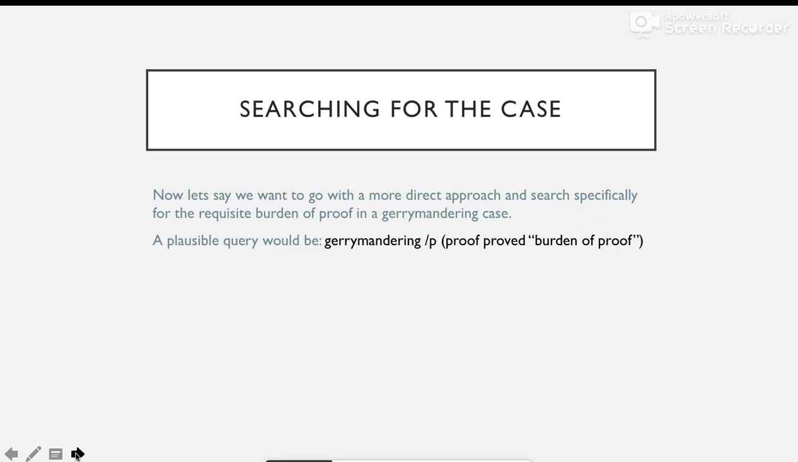Let's say that we want to go with a more direct approach. We want to specifically find the requisite burden of proof in a gerrymandering case, and that really goes to the heart of what we're talking about. So a plausible query would be this one here. Let's break it down just like we did the other one. We see this symbol. This is a paragraph symbol. It means that the word gerrymandering is going to be within the same paragraph as one of these words.